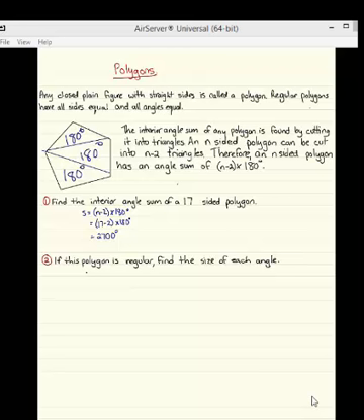So look at the next part. Well, if this polygon is a regular polygon, how big are each of those angles? So think about it. 17 sides means 17 angles. So each angle is going to be equal to that 2,700 that you just worked out, divided by the 17 angles. So for this one, we get 158.8 repeater degrees.